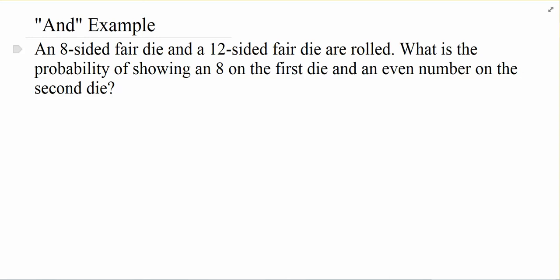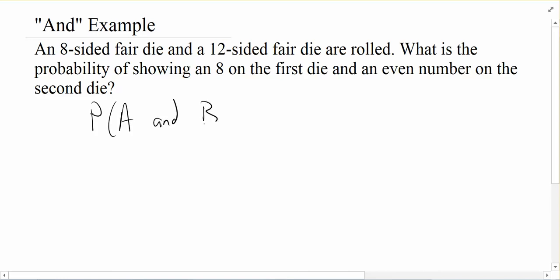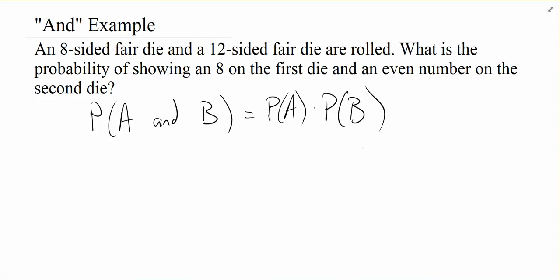So let's look at AND probabilities. Our basic idea with our AND probabilities is the probability of event A and event B happening is to multiply their probabilities together. Now this is of course assuming that there is no overlap and things like that, but for the first cases we're going to look at, that's going to be a safe assumption to make.